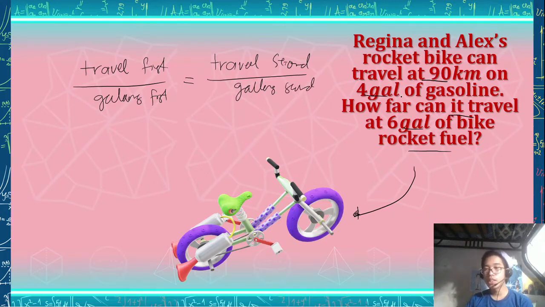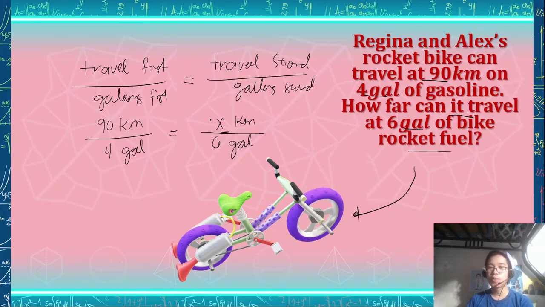Okay, so essentially that should give us 90 kilometers all over 4 gallons is going to be equal to x kilometers all over 6 gallons. To solve for the value of x, we just cross multiply to get the number of kilometers that the bike could reach using 6 gallons of bike rocket fuel.